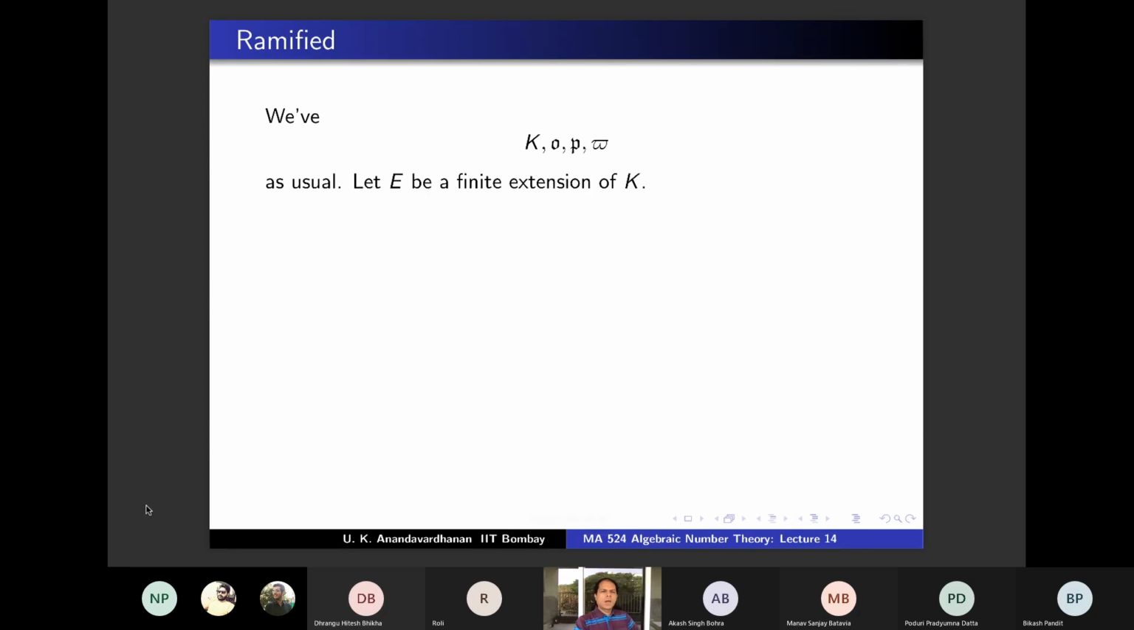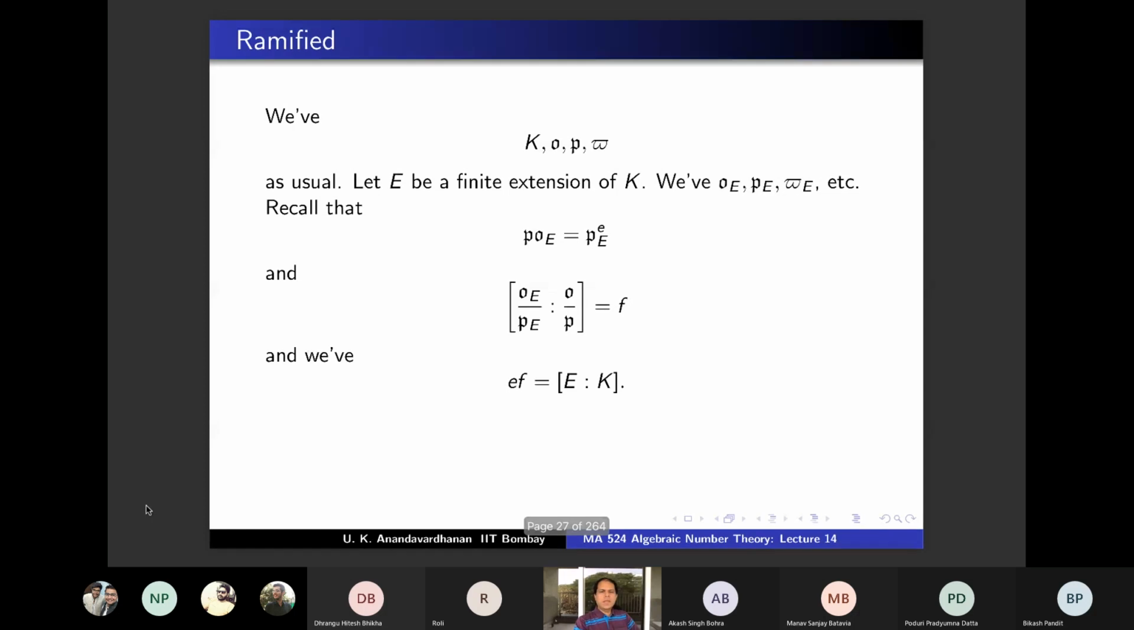So fix this. Let E be a finite extension of K, and then we have its ring of integers, its non-zero prime ideal, its uniformizing element, etc., which we will denote by subscript E. So recall that if you start with P downstairs, go up, then there is only one prime above, and there will be some ramification index e, and the residue field O_E by P_E is an extension of O by P, and this was the definition of f, and ef is the total degree. And we studied unramified extensions last time. This is the same as saying e equal to 1.